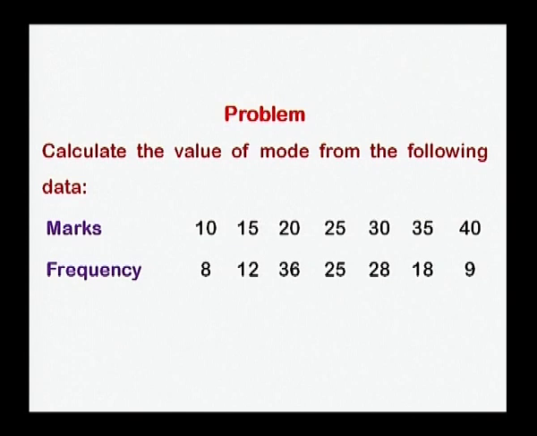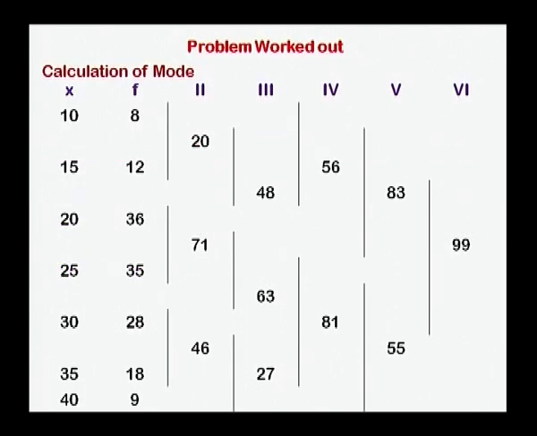Now, we discuss the problem. Calculate the value of mode from the following data. Marks obtained by the different students are 10, 15, 20, 25, 30, 35 and 40, and the number of students obtaining these marks are 8, 12, 36, 25, 28, 18 and 9. First of all, we have to prepare the group table. Now, X is 10, 15, 20, 25, 30, 35, 40 and the frequencies given in the problem are 8, 12, 36, 25, 28, 18 and 9.